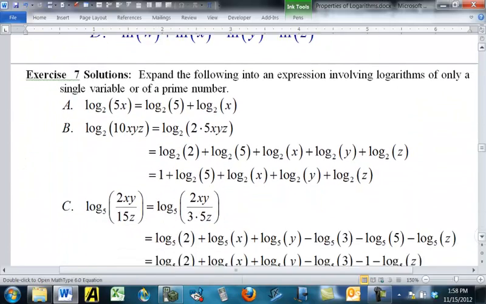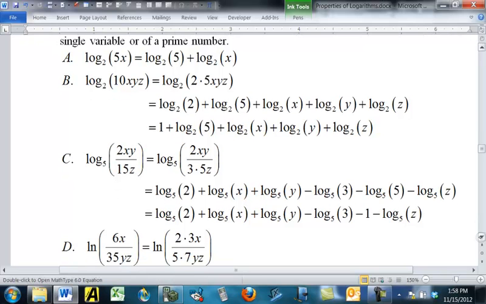Alright, let's look at the first one. Remember, this is supposed to expand it out. Log base 2 of 5x is log base 2 of 5 plus log base 2 of x. Okay. 10xyz we can rewrite as 2 times 5 times xyz. So we want to do that first. And everyone's going to get its own logarithm. It's log base 2 of 2 plus log base 2 of 5 plus log base 2 of x plus log base 2 of y plus log base 2 of z. Log base 2 of 2 is 1, so that simplifies a bit.